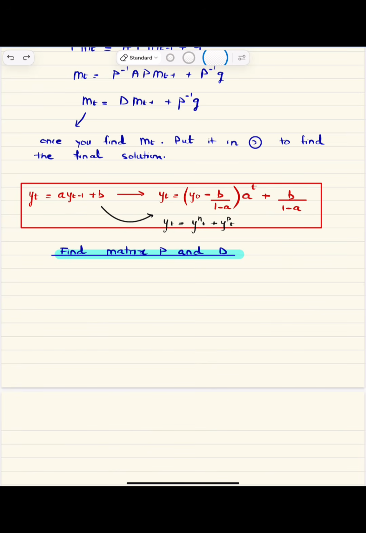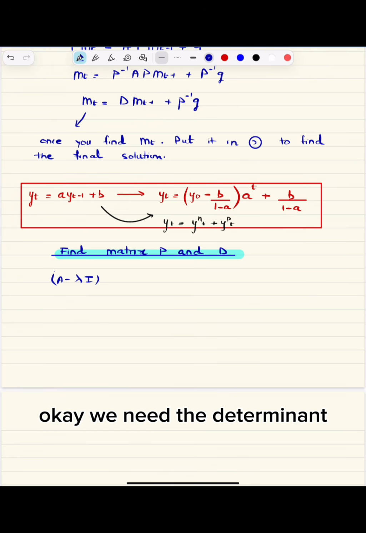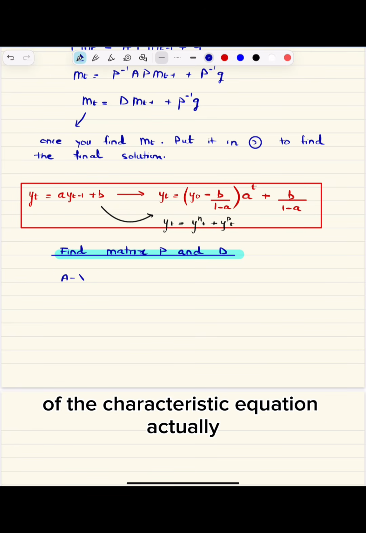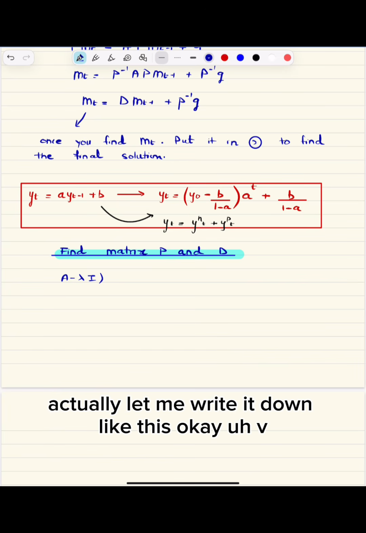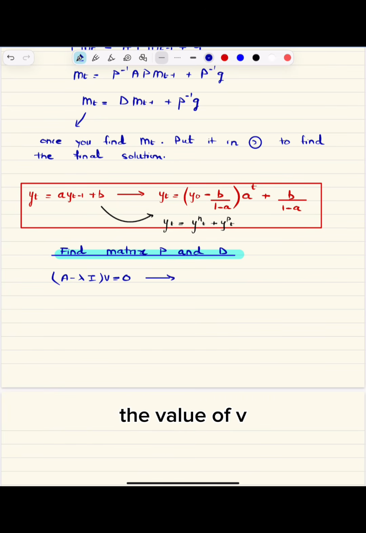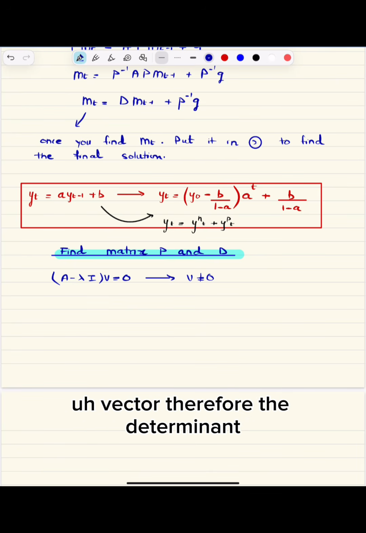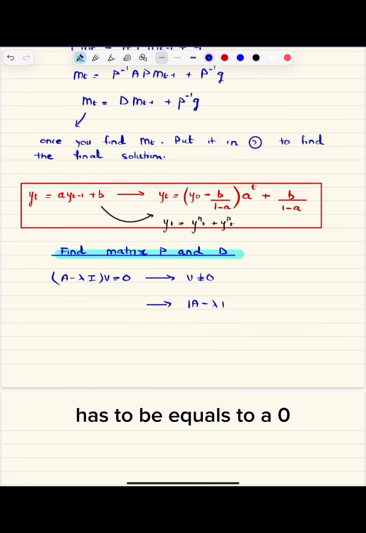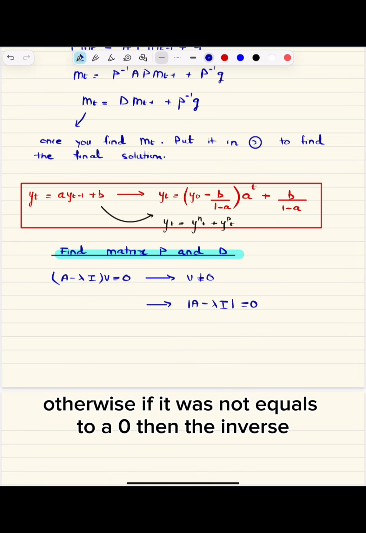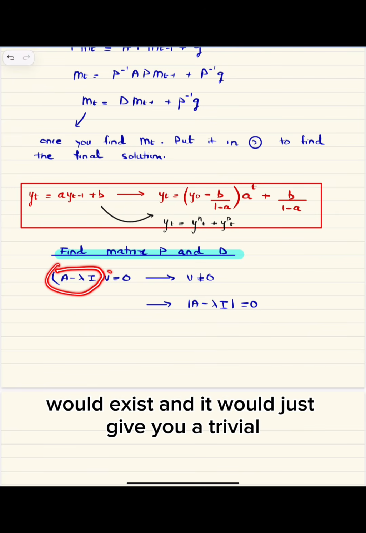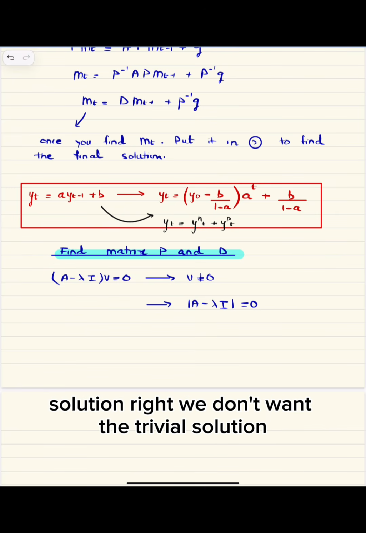Okay, so finding out the eigenvalues, we need the determinant of the characteristic equation. Actually, let me write it down like this. The value of v is not equal to 0, right? Because it is an eigenvector. Therefore the determinant has to be equal to 0. Otherwise, if it was not equal to 0, then the inverse of this matrix would exist and it would just give you a trivial solution, right? We don't want the trivial solution.